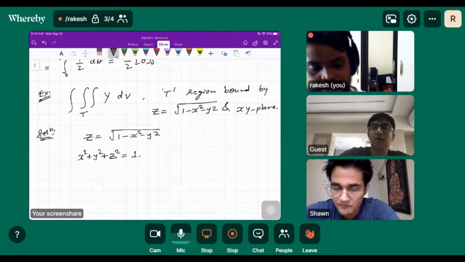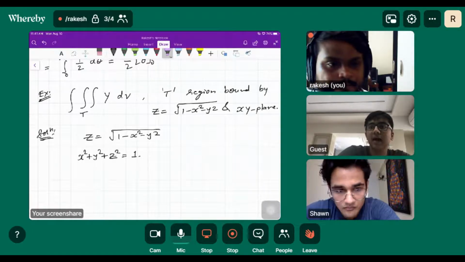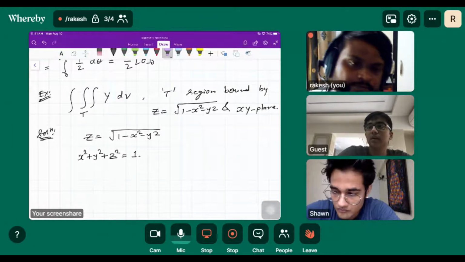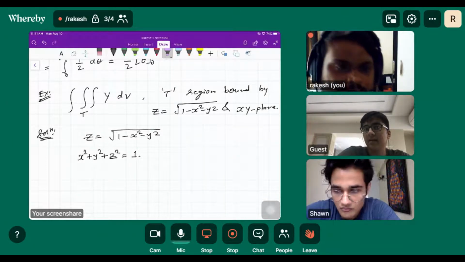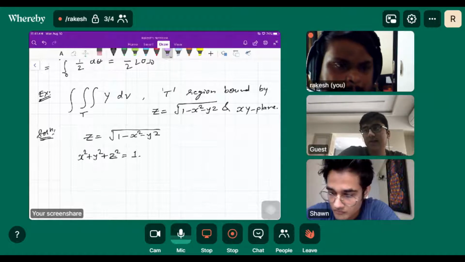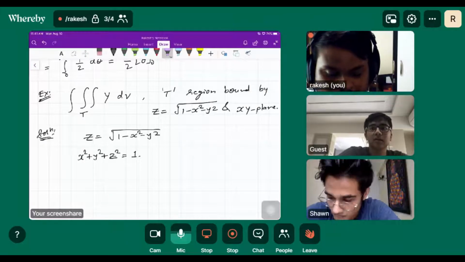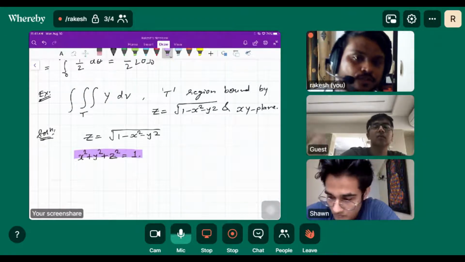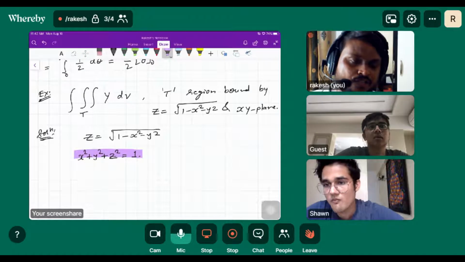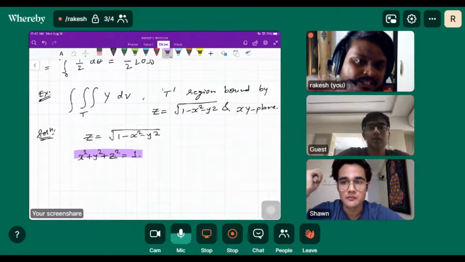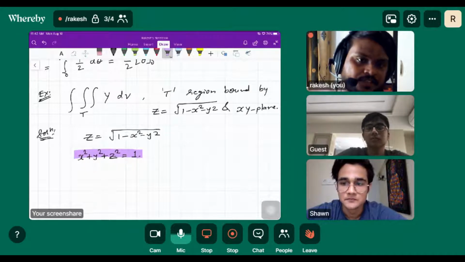How do we know when to square? Because I had this doubt in previous chapters also. We did not always square; we had many equations like this, but we didn't always adjust them. See, why I'm squaring here is to understand the equation in a better way. Because if you square both sides, you will see that this is a sphere.